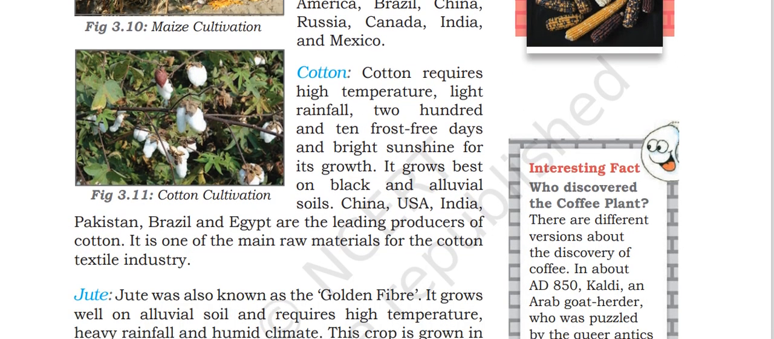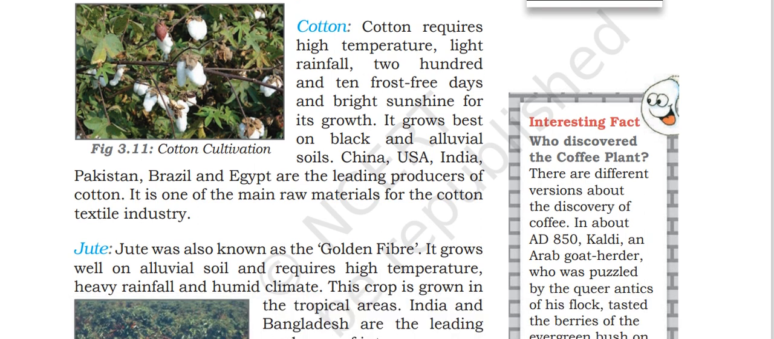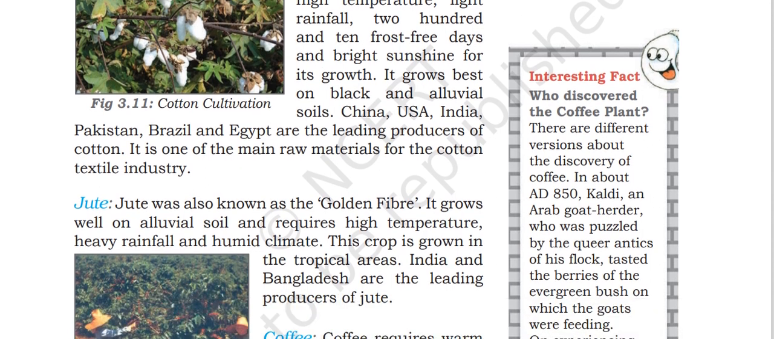Cotton requires high temperature, light rainfall, 210 frost-free days, and bright sunshine for its growth. It grows best on black soil and alluvial soil. China, USA, India, Pakistan, Brazil, and Egypt are the leading producers of cotton. It is one of the main raw materials for the cotton textile industry.